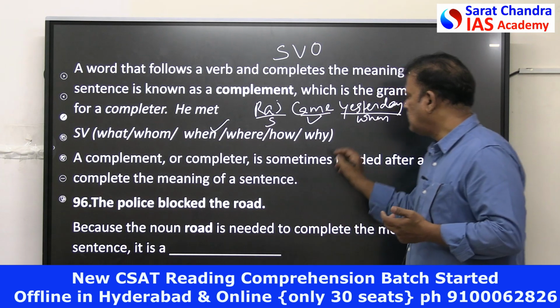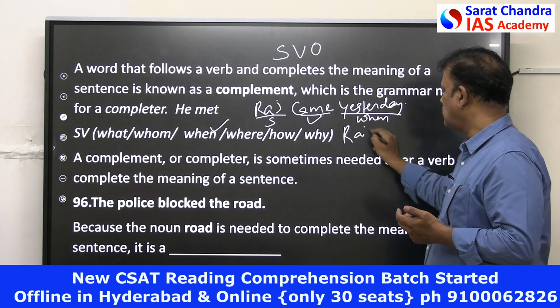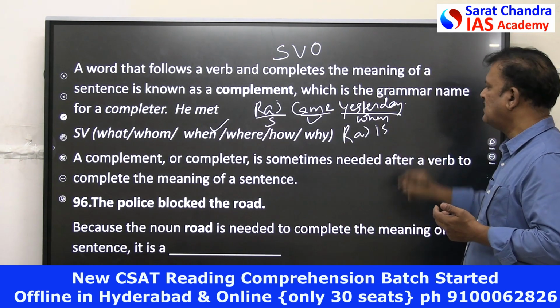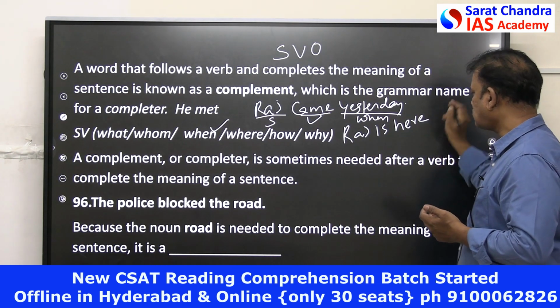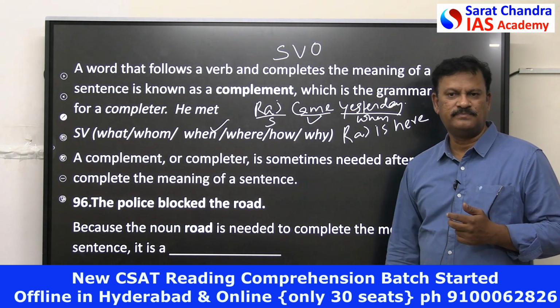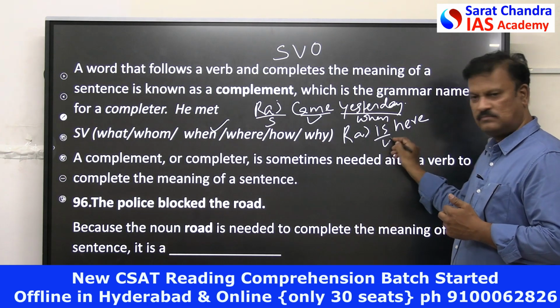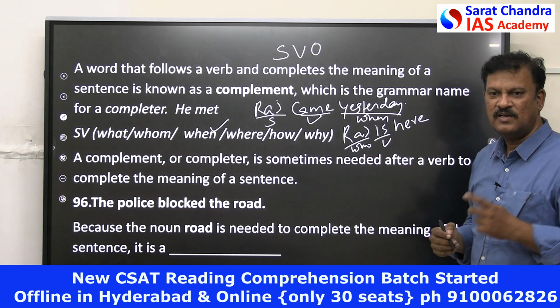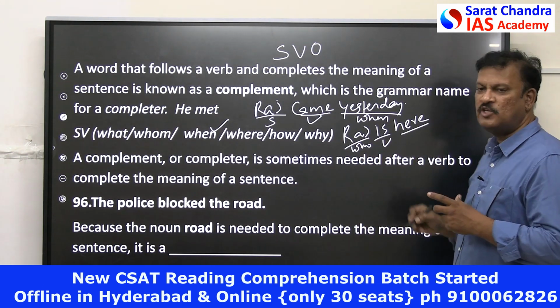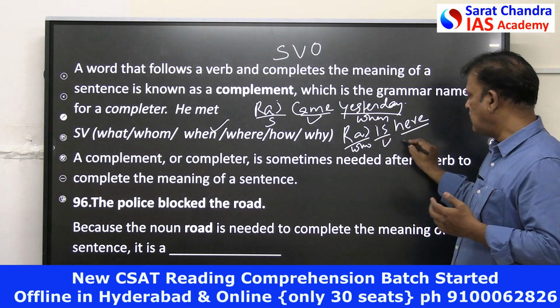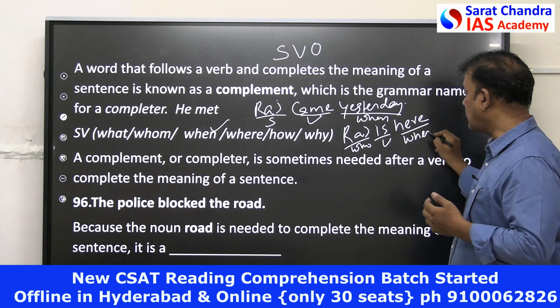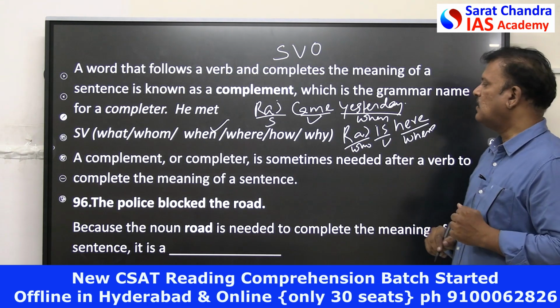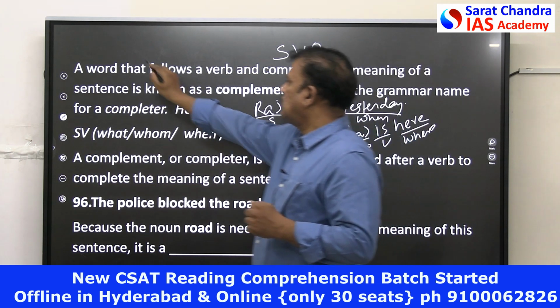Now, Raj is here. Where is the verb? B form. Is. Who. Now put a question. Who is? What is the question you put? So the answer is here. Where? Here. Okay.